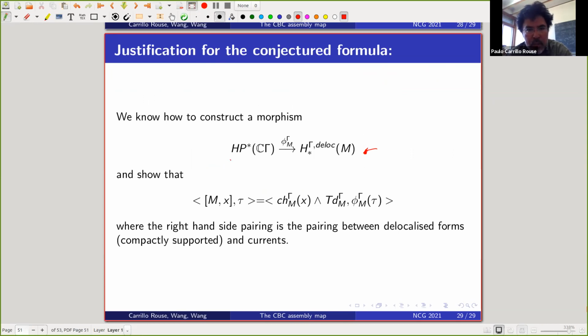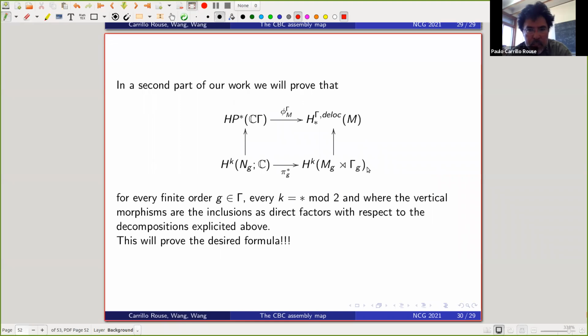So for example, we know how to define a morphism from the cyclic periodic homology of the group algebra to the homology of the point of M, sorry. And this we know how to show. It is already written in our paper, Wang and Wang. In fact, the problem is how to geometrically describe this map. And this is what can be done using deformation groupoids.